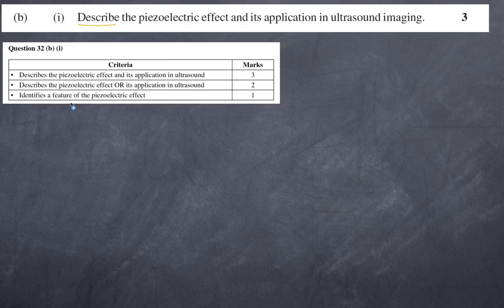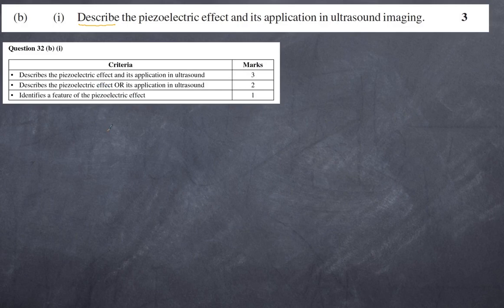You notice for one, all you have to do is provide a feature of the piezoelectric effect. If you provide a description of the piezoelectric effect or its application in ultrasound, you get 2. But if you do both, you get 3. Now, what are features of the piezoelectric effect? Well, of course, you produce high frequency or ultrasonic sound. That's a feature of the piezoelectric effect. It involves using crystals and they get distorted. That is a feature, but it's not a description. We need to go further than that.